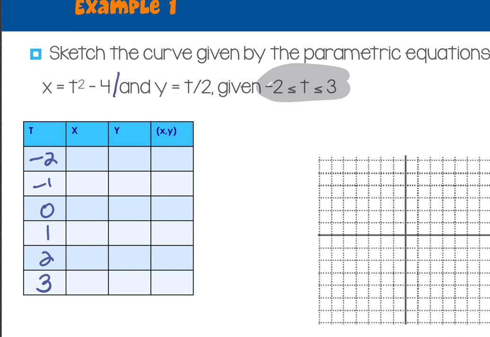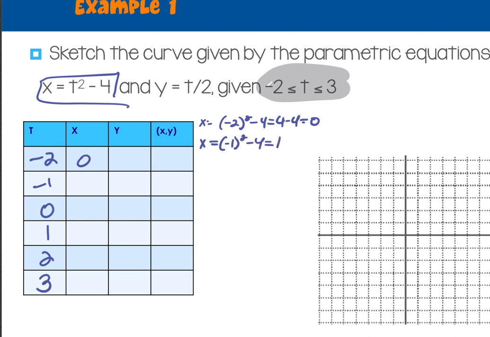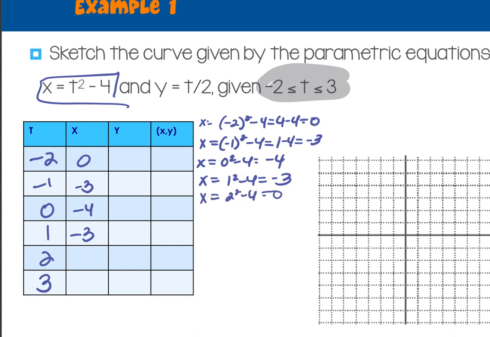I'm going to plug each of those values into x. So x equals -2 squared minus 4, which is 4 minus 4, or 0. X equals -1 squared minus 4, which is 1 minus 4, or -3. X equals 0 squared minus 4, which is -4. X equals 1 squared minus 4, which is -3. X equals 2 squared minus 4, which is 0. And x equals 3 squared minus 4, 9 minus 4, which is 5.